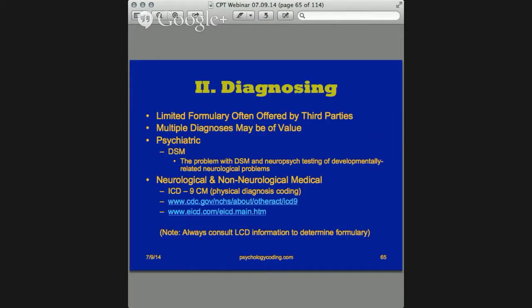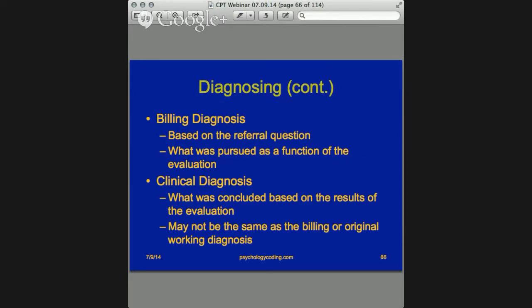And with that in mind, let's go on to a series of relatively minor topics, of which the first one is diagnosing. It's important to appreciate that there are two diagnostic systems, the DSM and the ICD, and it's also very critical to appreciate that a billing diagnosis is based on the referral question, which was what is pursued as a function of the evaluation, whereas a clinical diagnosis was concluded on the result of the evaluation and may not be similar to billing or the original working diagnosis.